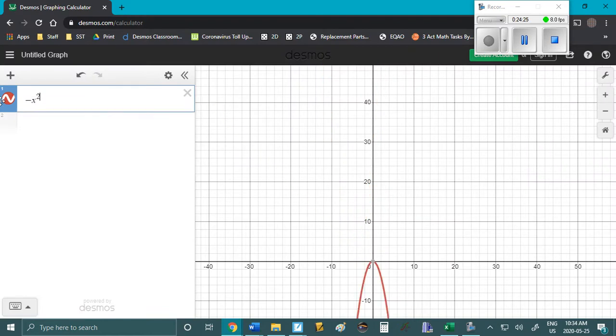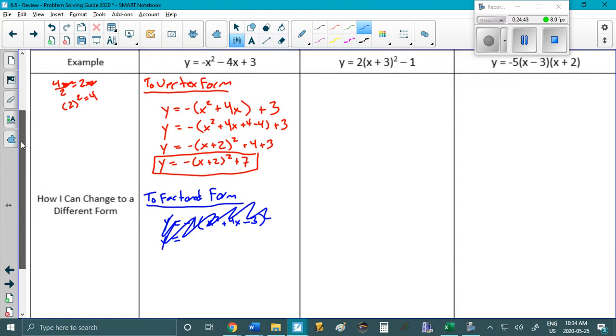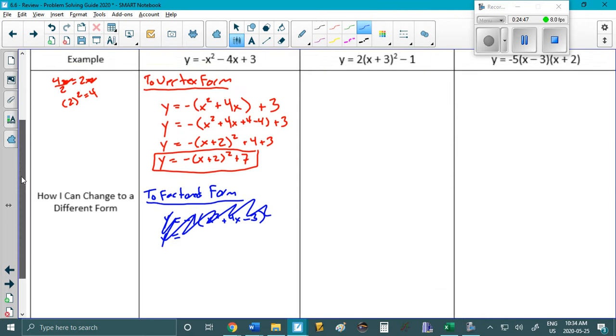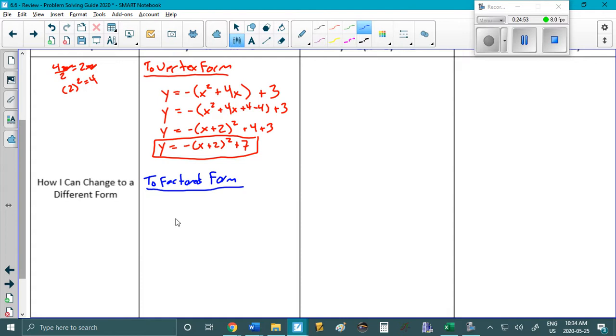So we've got -x squared minus 4x plus 3. Yeah, those are nasty zeros. So this isn't going to factor. So if it doesn't factor, how do I change to factored form? Well, what we could do is just find the zeros. So let's erase this, and we'll find the zeros.